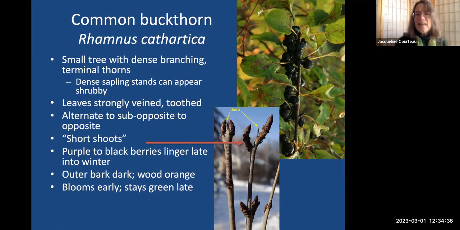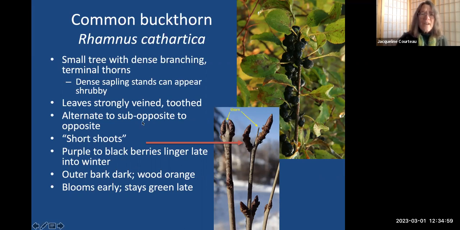Sometimes the dense sapling stands that grow where there's such a strong seed rain can appear like a clonal shrub, or sometimes, again, when they're young, they will be deer browsed and kind of kept short, although the deer tend to avoid them as they get older. Some things you'll notice, again, the strong veining on the leaves and somewhat toothed.